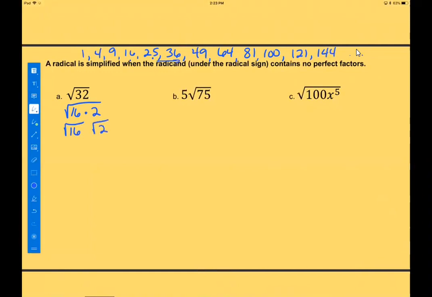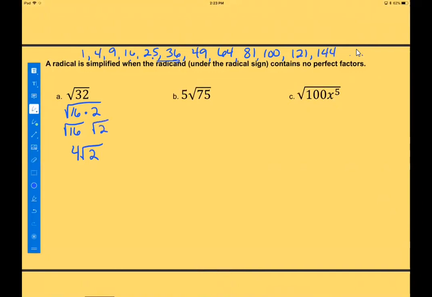Since 16 is a perfect factor, the square root of it will be 4. And since 2 has no perfect factors, we are going to leave it under the radical as the square root of 2. So our answer here in simplified radical form is 4 square root of 2.